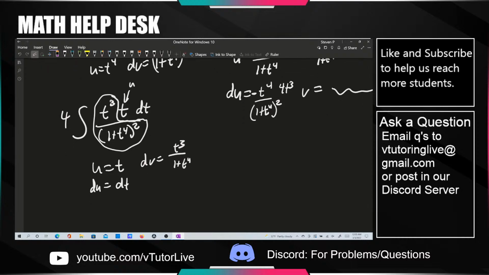Maybe this will be nice. Yes, I think this is quite nice, because then v is just going to look... Okay, so this is a squared, right? And then v will look something like 1 over 1 plus t to the fourth, to just the first power. It might have some constants in front. I don't really care. Figure that out carefully for yourself, right?